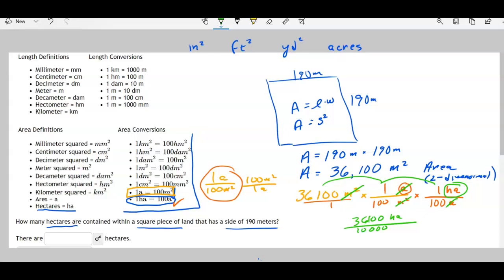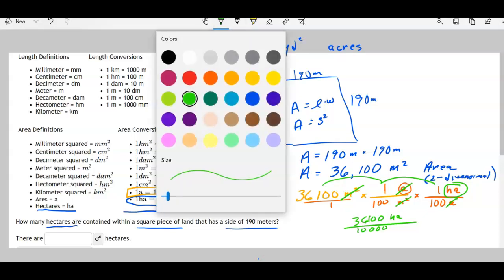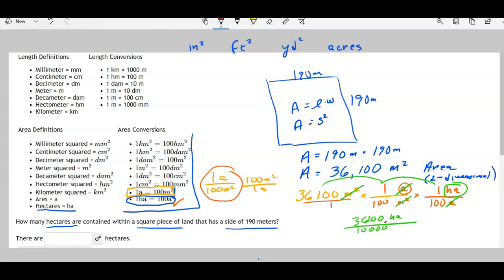And when you divide by 10,000, essentially you're moving the decimal point 4 places. Right, there's 1, 2, 3, 4 zeros. So you're going to move the decimal point 1, 2, 3, 4 places to the left, which will give us 3.61 hectares. I hope this video is helpful.